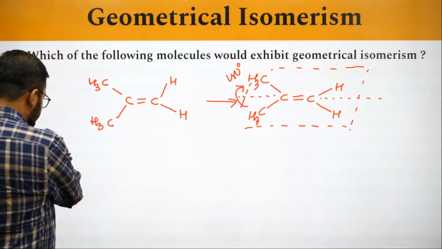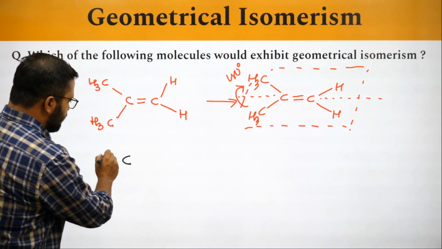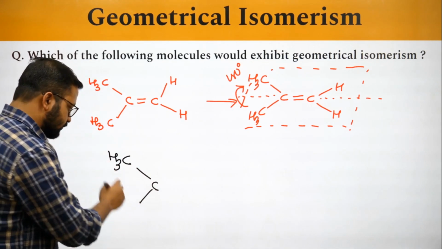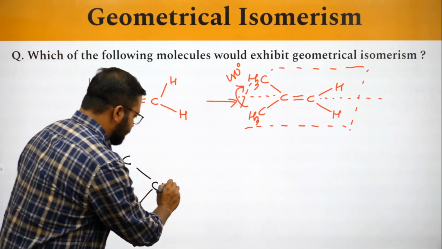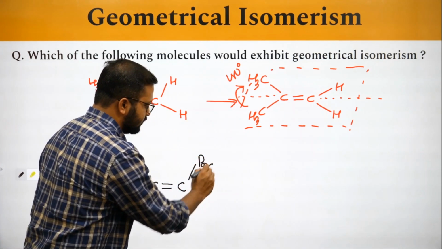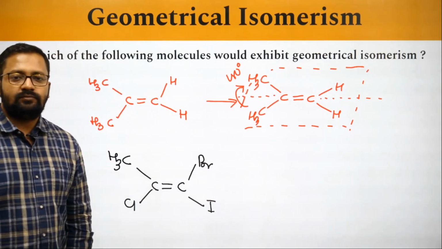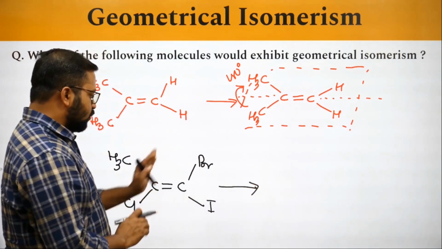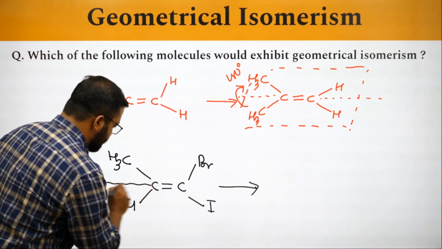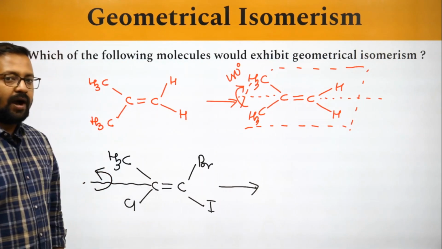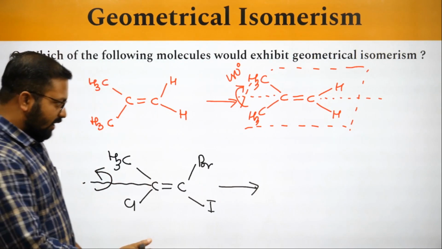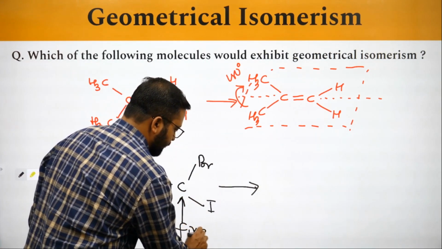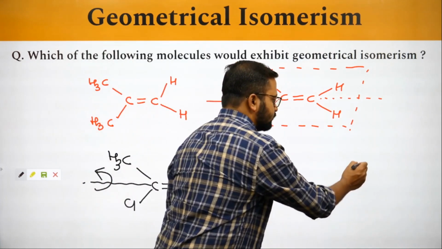Let's take another case. CH3, Cl, double bond CBr. I suppose this. I have to identify what will happen. I fix one part and rotate the other part by 180 degrees. What will I obtain? Let's say this is being fixed. So I'll write it like this.